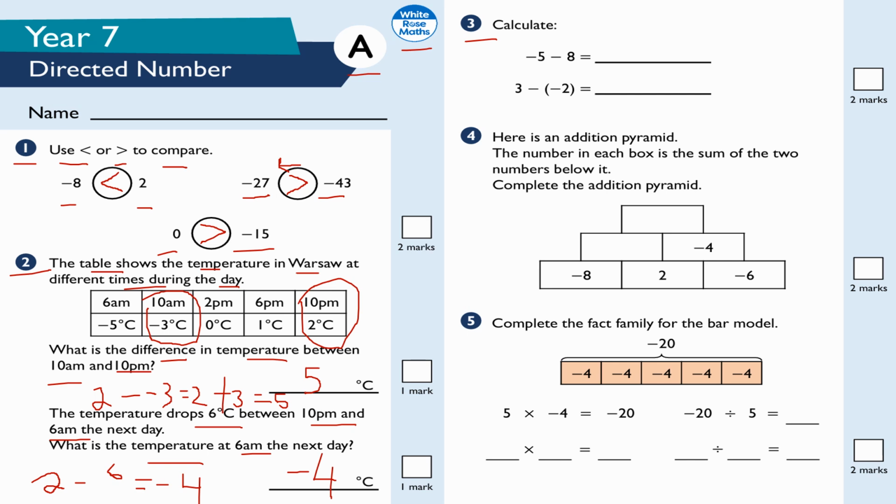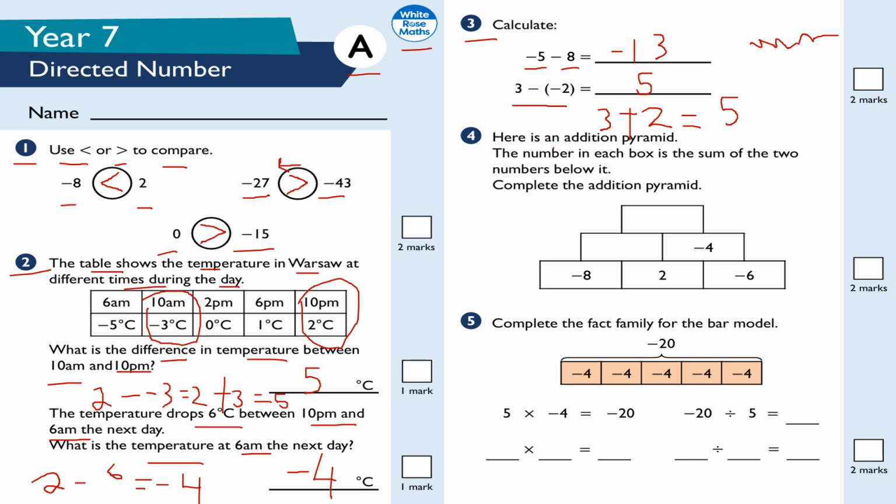Question number 3. Calculate -5 minus 8. So start at -5 and go 8 to the left. That will get you to -13, so 8 jumps. Okay, next one, 3 minus -2. That becomes 3 plus 2, 3 add 2, which is 5. If you subtract the negative, that turns the sign into a plus.